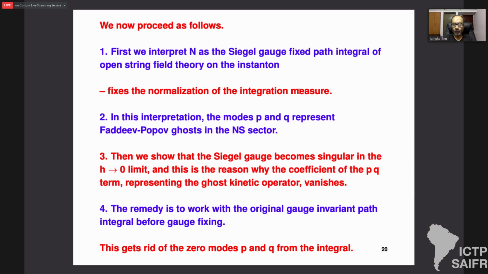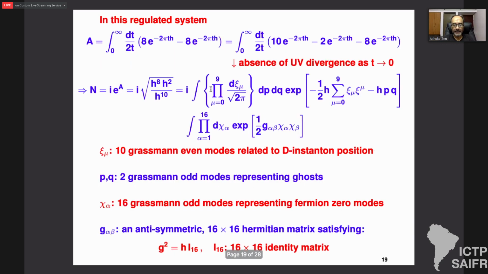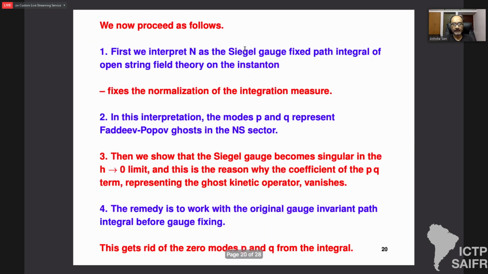A priori, the open string field theory doesn't have a fixed integration measure. That's arbitrary. But when we try to interpret N, which is given here, as the Siegel gauge fixed path integral of open string field theory, that fixes the normalization of the integration measure in string field theory. So in this interpretation, the modes P and Q represent Faddeev-Popov ghosts in the NS sector.